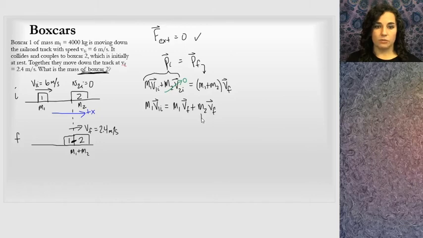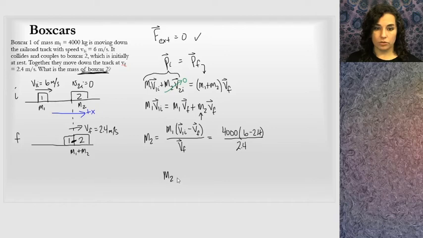Going to isolate m2. So m2 equals, well, I'm going to move m1 over to this side, and I can factor it out. So you can do this algebra as you please, minus v final. And then I have to divide by v final to get m2 by itself. So when I plug the numbers in, m1 is 4,000, v1 initial is 6, v final is 2.4, and then I will divide by 2.4. Okay, so it looks like weird numbers going on, but this comes out to a nice round 6,000 kilograms.